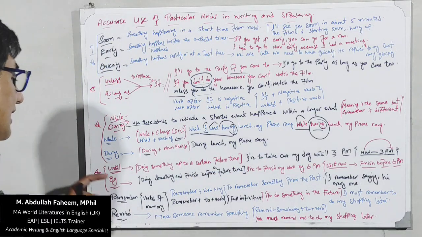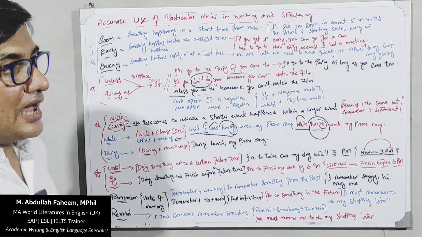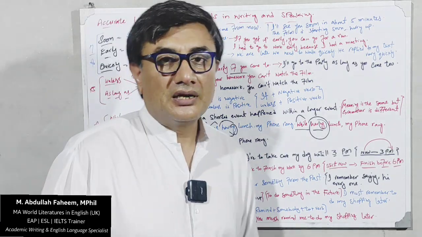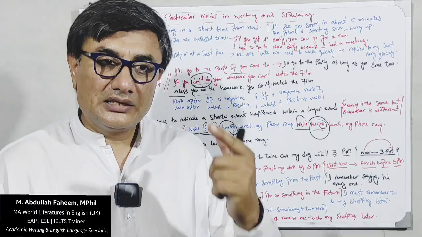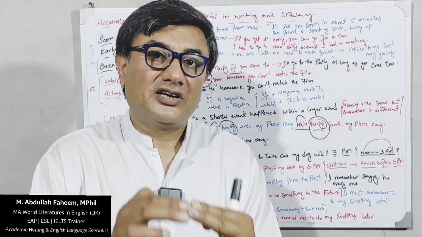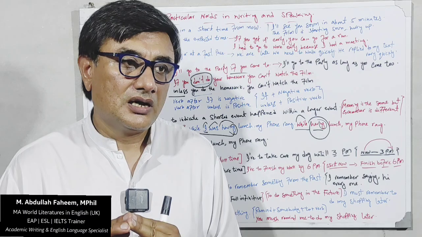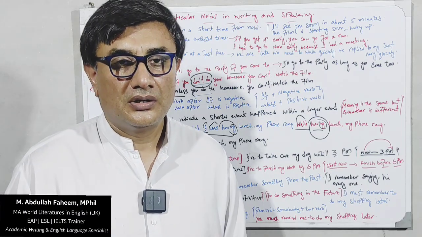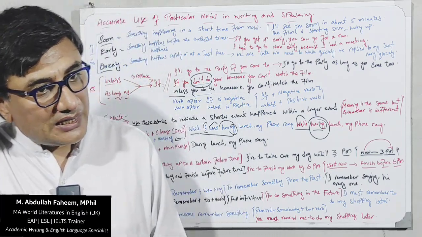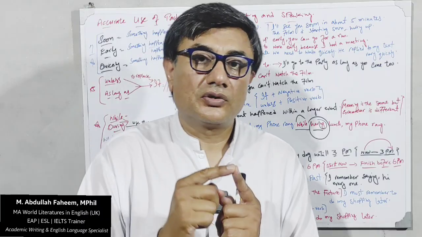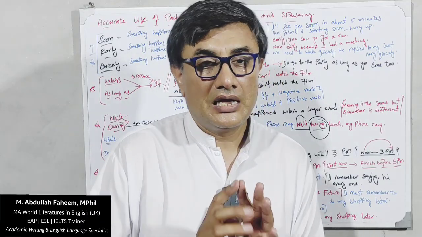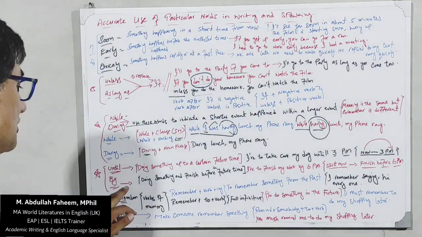Now we have another set. It's about until and by. Until means you do something in the future until a specified time. For example, I will work until 5 o'clock. This means in every way I have to work until 5 o'clock, and after that I will not work. But what's the difference when using by?